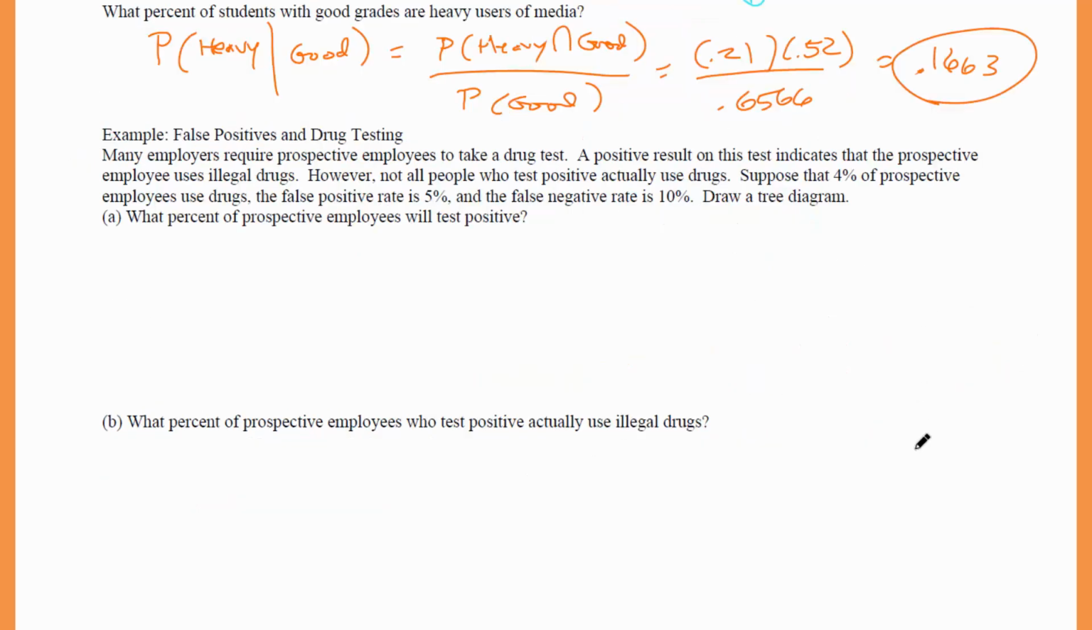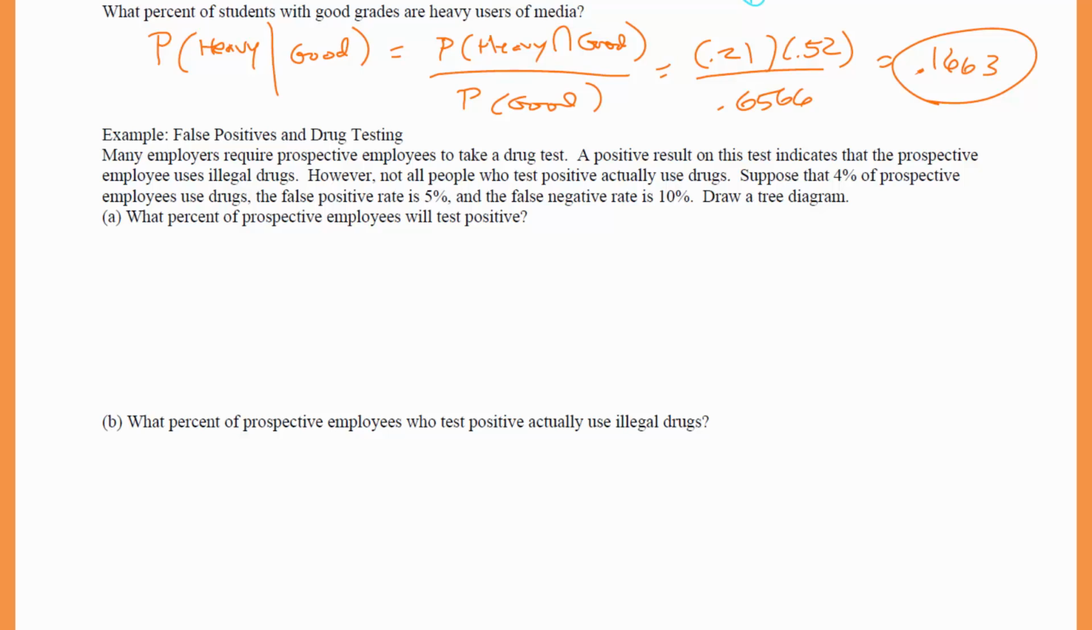Many employers require prospective employees to take a drug test. A positive result in this test indicates that the prospective employee uses illegal drugs. However, not all people who test positive actually use drugs. Suppose that 4% of prospective employees use drugs. The false positive rate is 5%. The false negative rate is 10%. We're going to draw a tree diagram. A tree diagram is another way to visualize how the probabilities are working. So it's another good strategy for particular types of probability problems.